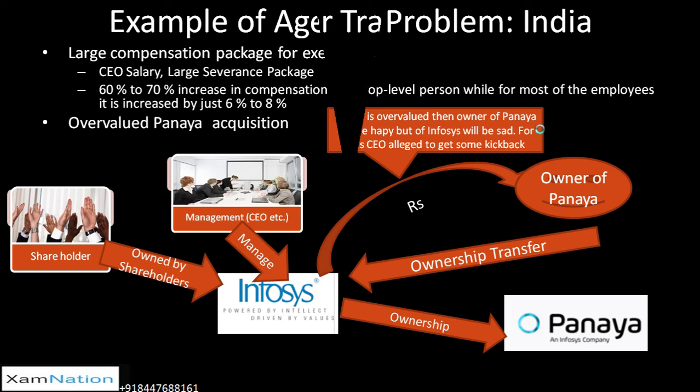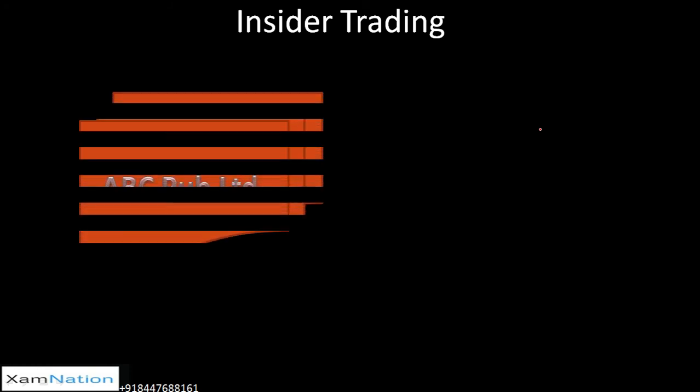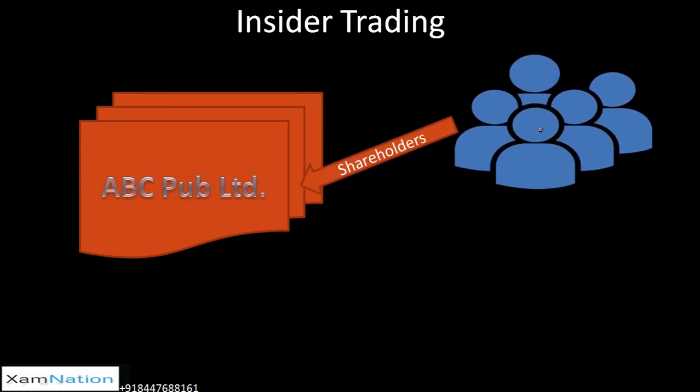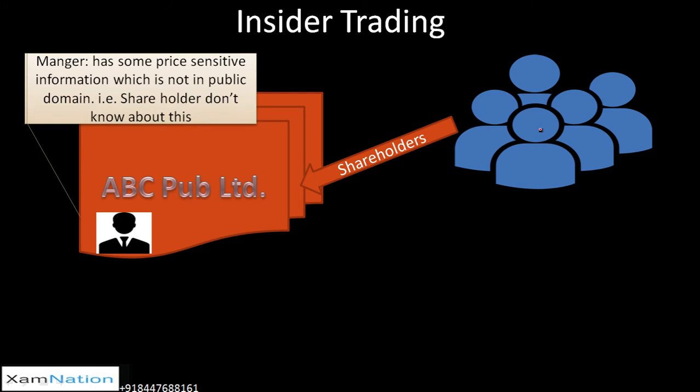Let's look at one more example, insider trading. Again, you will find this very much in the news. It was something like this. Let's say there is a company, ABC Public Limited Company, and there are various shareholders in this company. Now there is a management working in this company on behalf of the shareholders as an agent of the shareholders, and it is very obvious that this person is going to have some inside information which is price sensitive for the shares. If, for example, this ABC company is buying some XYZ company.